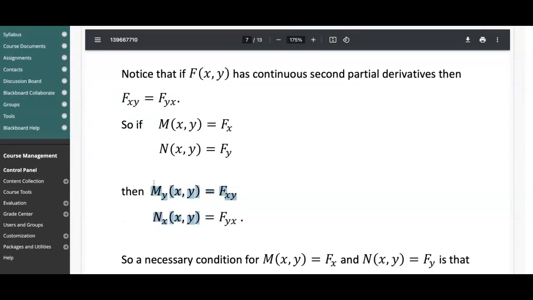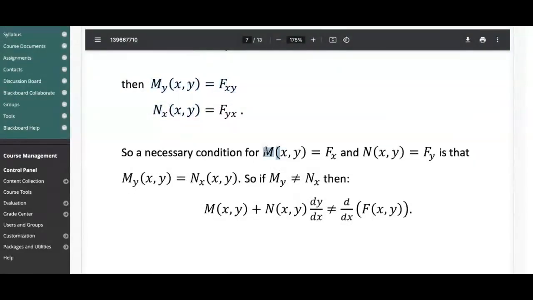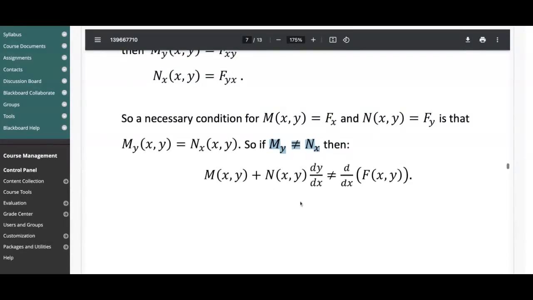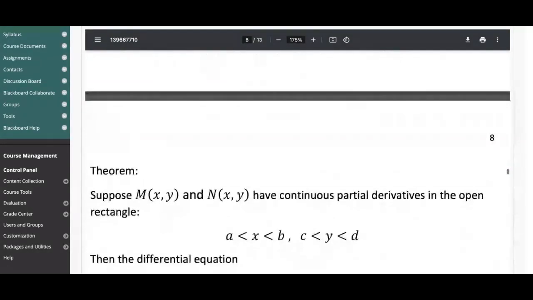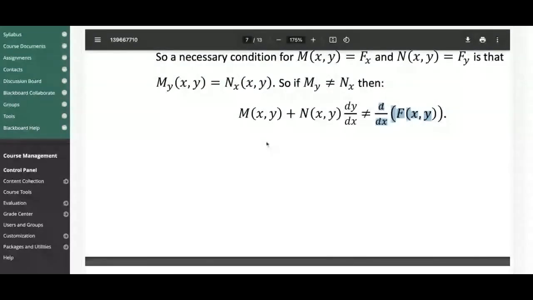So we use this property to find the potential function f. But if those two are not equal to each other, that means this is not a derivative of a potential function, right? Then we won't be able to go further.